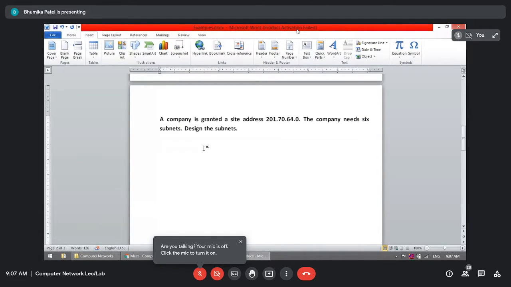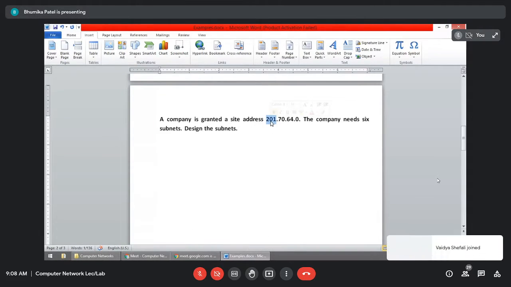So here, first of all, the default subnet mask. This 201 belongs to which class? Class C. So in class C, we have 24 bits for the network ID and 8 bits for the host ID. So the default subnet mask will be 255.255.255.0. Now here we have to find the number. We are given the number of subnets equal to 6.